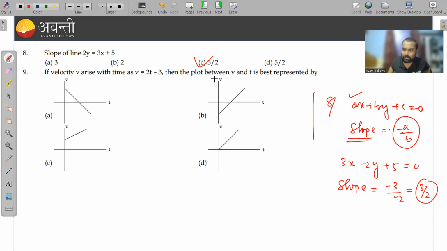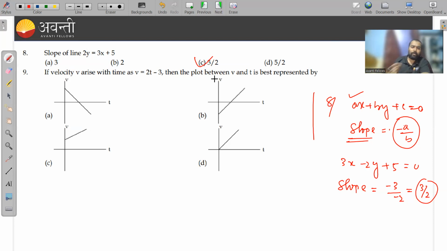I hope these are very simple questions. I hope all of you did very well in your examinations, right? So come to question 9. If the velocity v varies with time as v is equal to 2t minus 3, then the plot between v and t, which is the best graph represented from the following options?